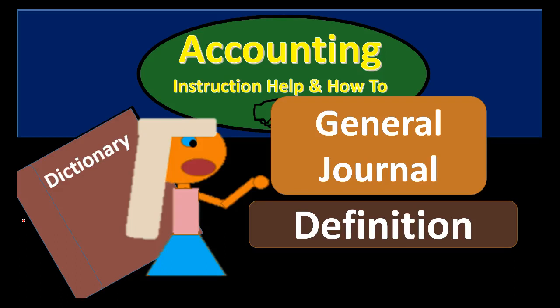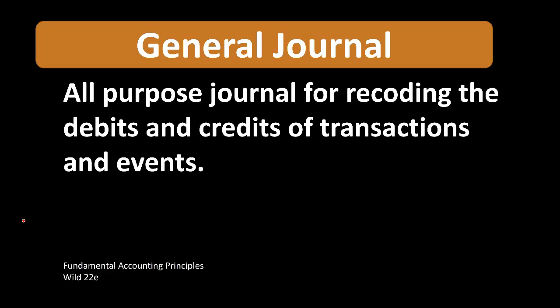Hello, in this presentation we will define general journal. According to Fundamental Accounting Principles, Wild 22nd edition, the definition of general journal is an all-purpose journal for recording the debits and credits of transactions and events.